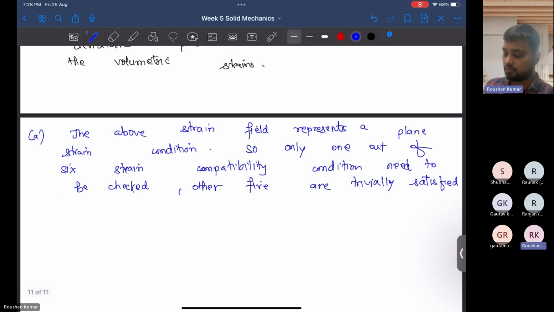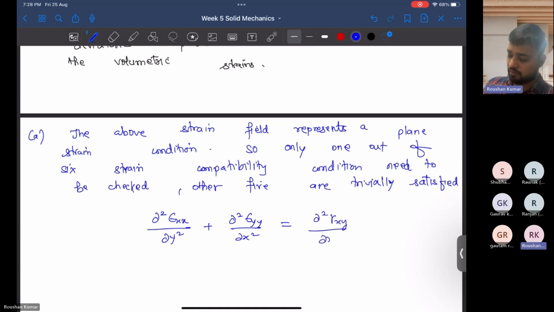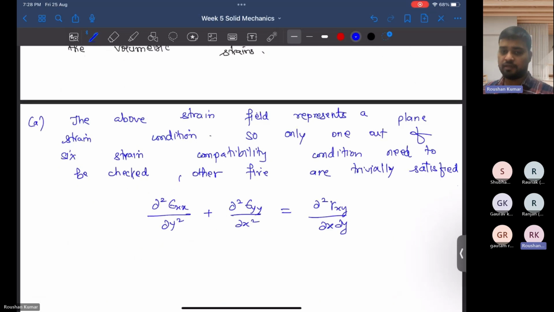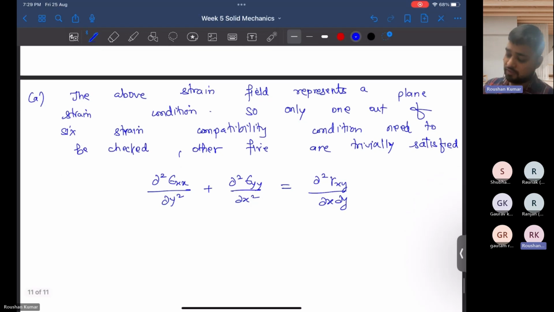That is, we have to satisfy only one equation, that is del 2 epsilon xx upon del y square plus del 2 epsilon yy upon del x square equal to del 2 gamma xy upon del x del y. Okay. So the first equation is the same. Starting from the LHS, we have to show LHS equal to RHS for the given question.